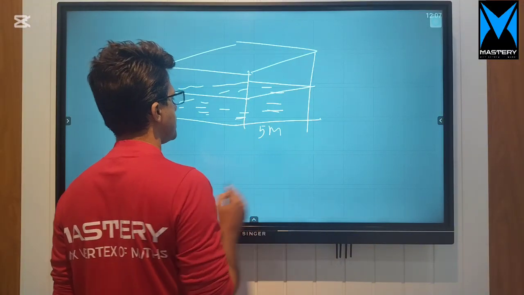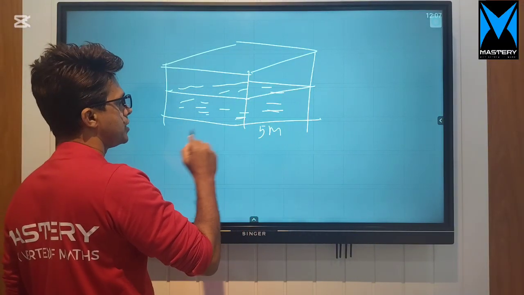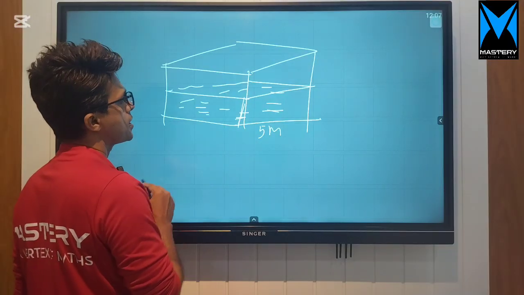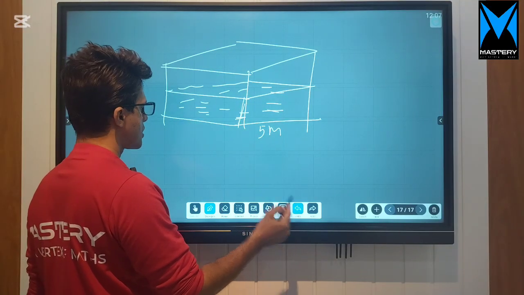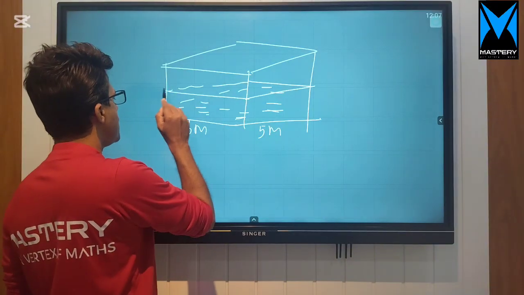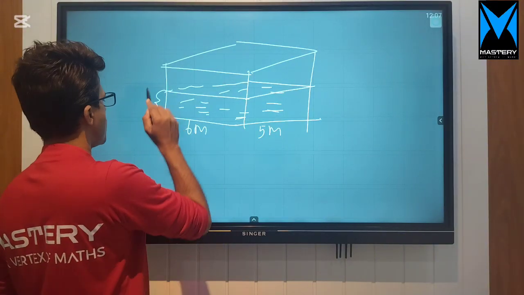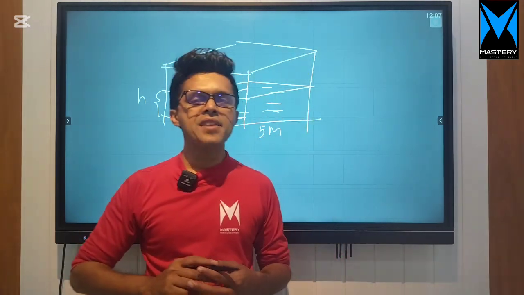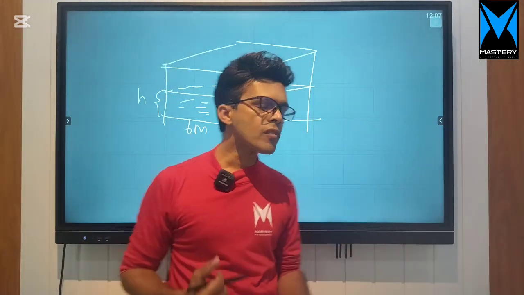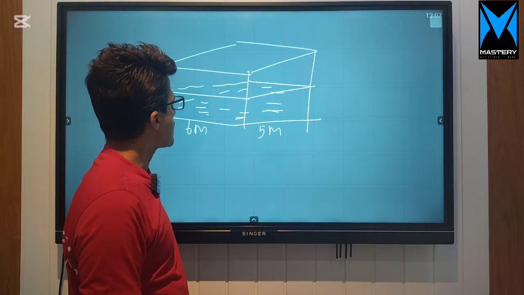The given data is 5 meters from here to here, then here to here 3 meters. Sorry, this could be taken as 6 meters. Really, we do not know the value of this one. You need to find the height of this container.